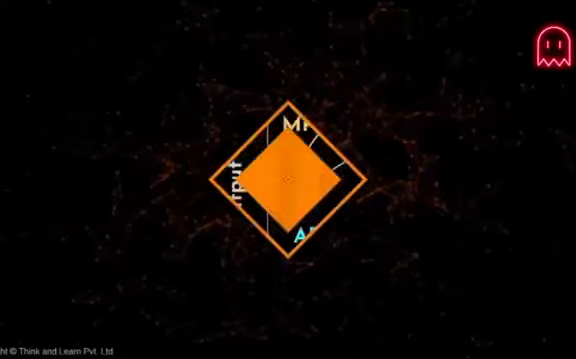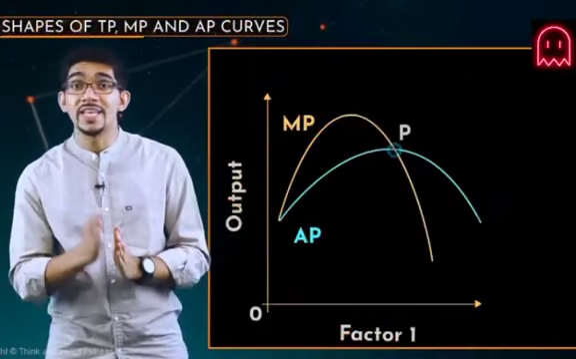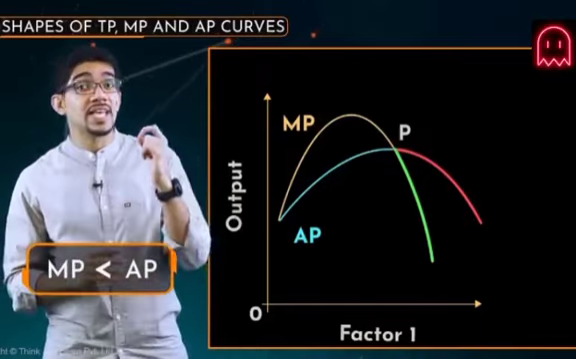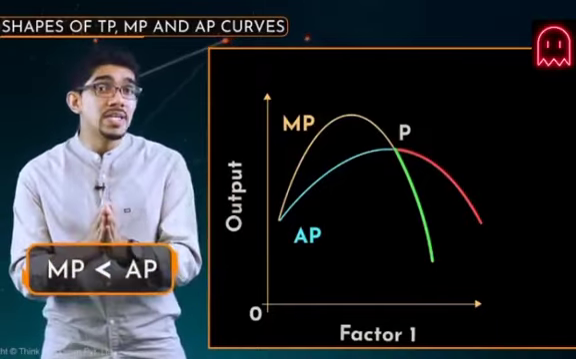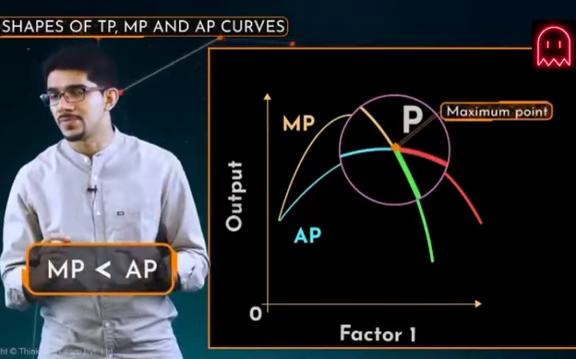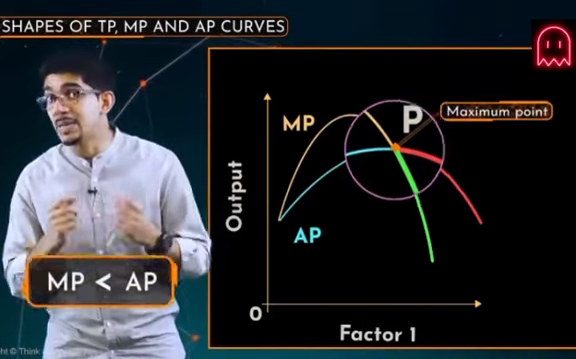Same concept here also. And just like this, in this part of the curve, when the AP falls, MP has to be less than AP. It therefore follows that the MP curve cuts the AP curve from above at its maximum point. Why does MP always cut the AP curve from above? We will discuss that a bit later.